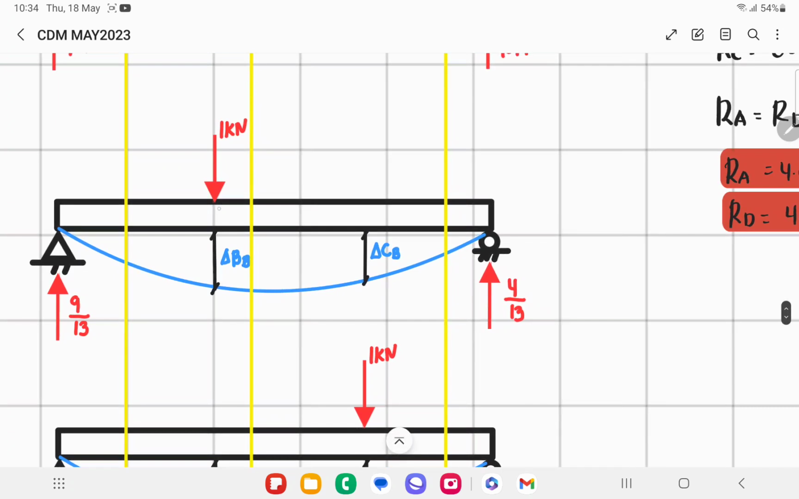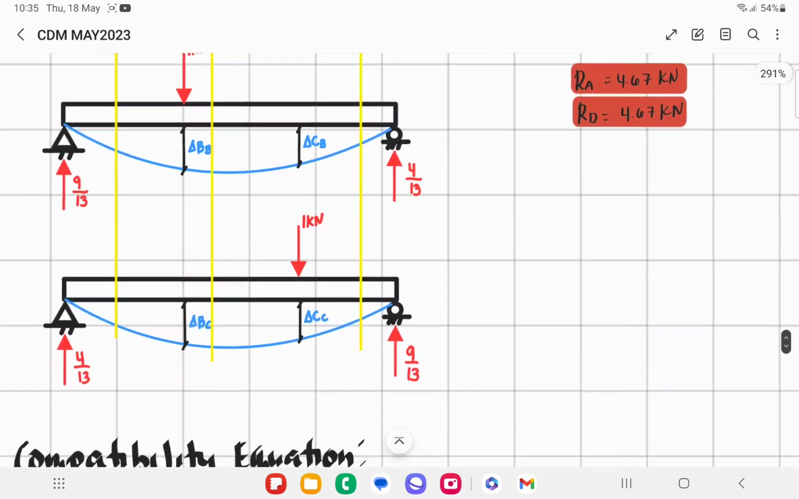So this is point B: the deflection at B due to the load applied at point B. And of course, we also have a deflection at point C, since there is no support at point C. So we have a deflection at C due to the applied load at B, delta CB. After that, you can solve for the corresponding reactions from our determinate supports.